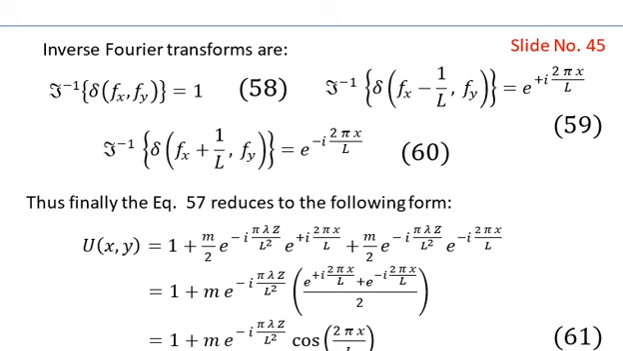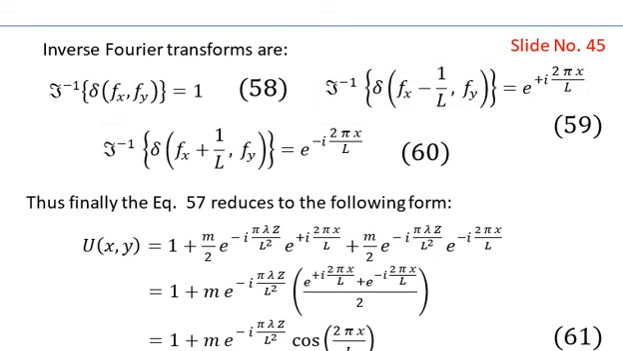So 58 shows the inverse Fourier transform of delta of fx comma fy, which is equal to 1. That is a plane wave. It will give you a plane wave of unit amplitude, a normally incident plane wave. From the second, if you take the inverse Fourier transform of the delta of fx minus 1 over L comma fy, you will get a plane wave e to the power iota 2 pi x over capital L.